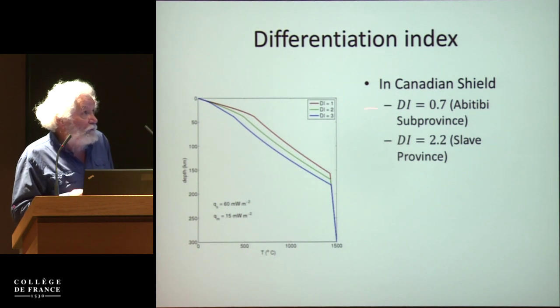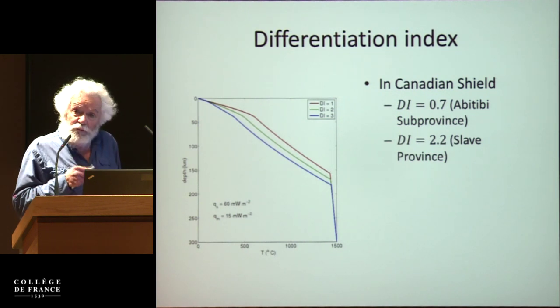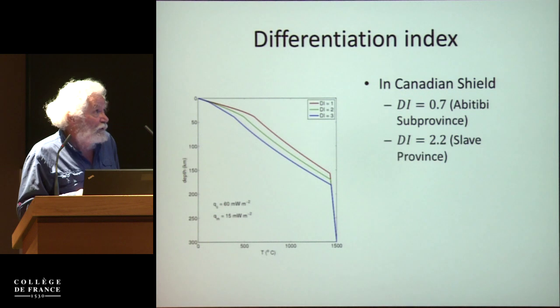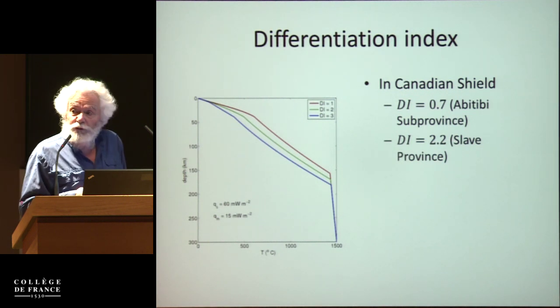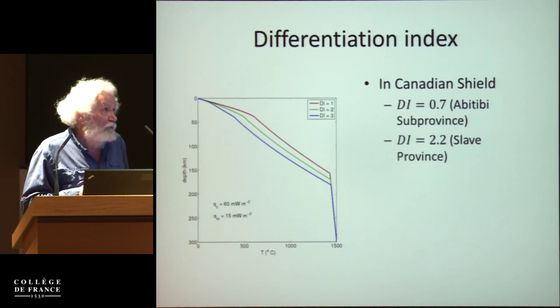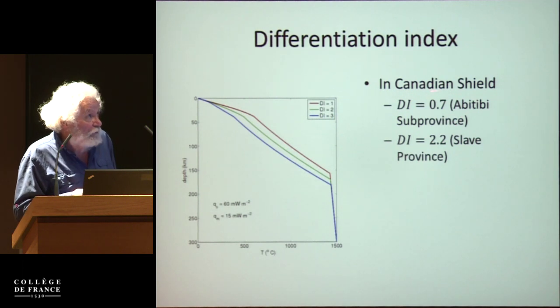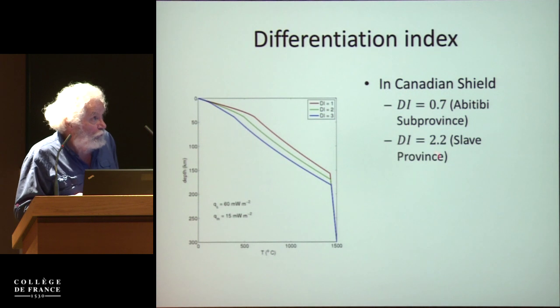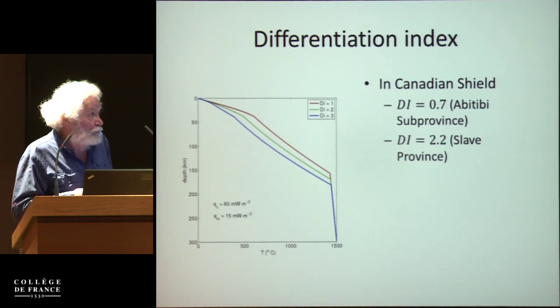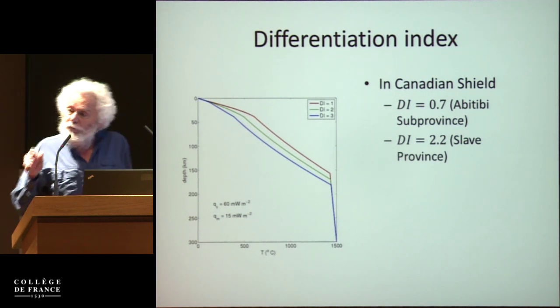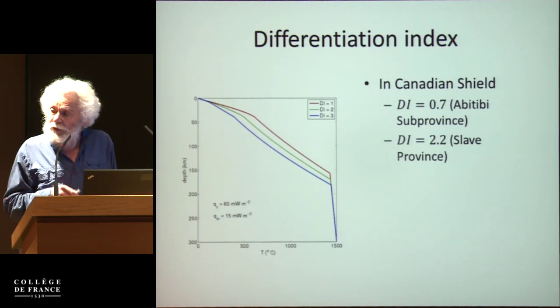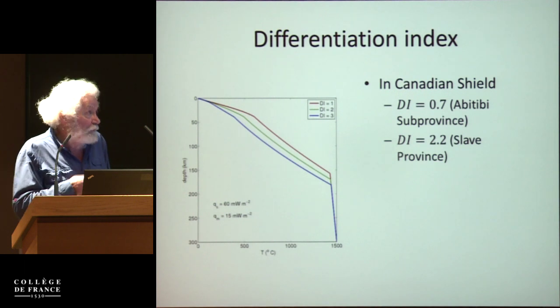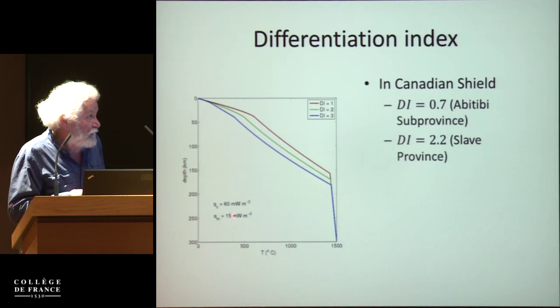What happens if we vary the crustal differentiation index? The crustal differentiation index that we have determined varies from 0.7, which is quite strange, to 2.2 in the Slave Province. We also get a range of geotherms, a much narrower range than we obtain by varying the surface heat flux.